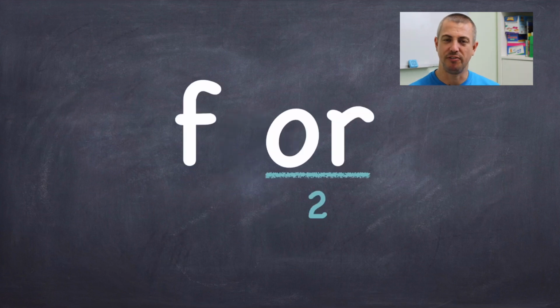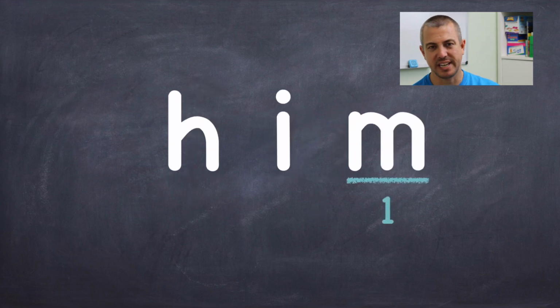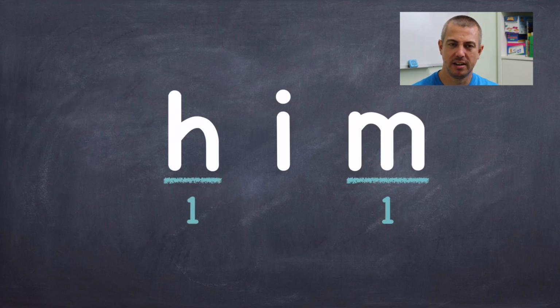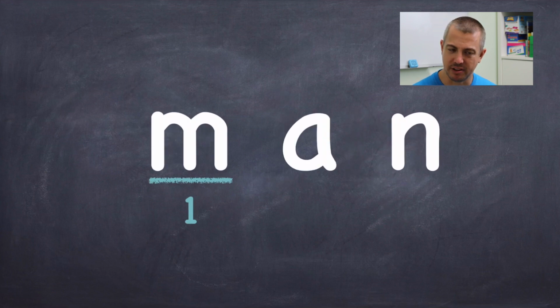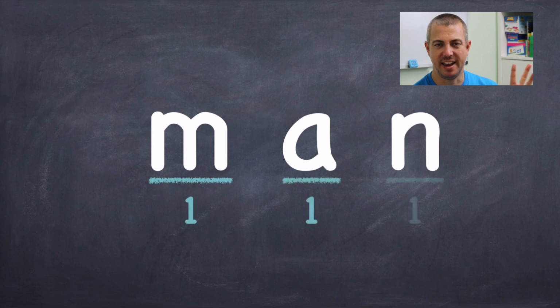Next one, we have the word for, right? Very much the same thing. But or is going to be after the f. So we have f and then or. Next word is him. Okay, three sounds. It's a CVC word, so we're going to go h, i, m. There's our three. Next we have man. Again with our CVC. So it's going to be m, a, n.